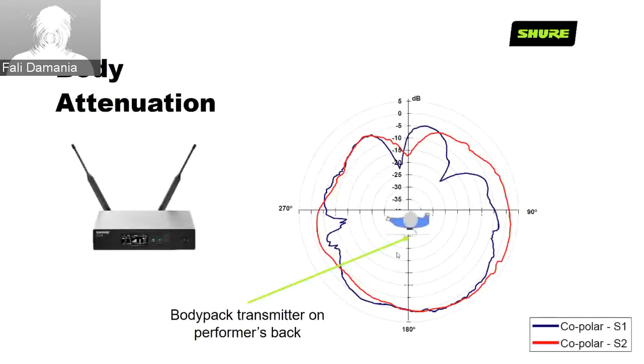In this next slide, we're going to see what body attenuation actually looks like. If you see, there's a belt pack behind the performer in blue, and you see a decent amount of signal at the back, but up front, you can actually see that you have, in some cases, dead front, about 15, 16 odd dB of loss. And that is quite a lot.